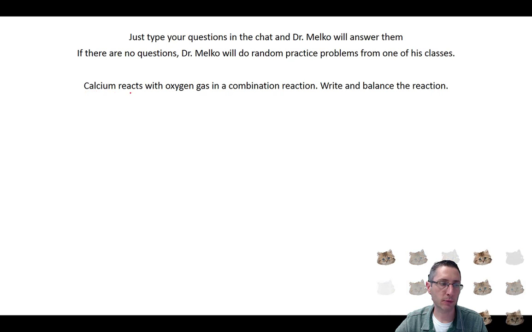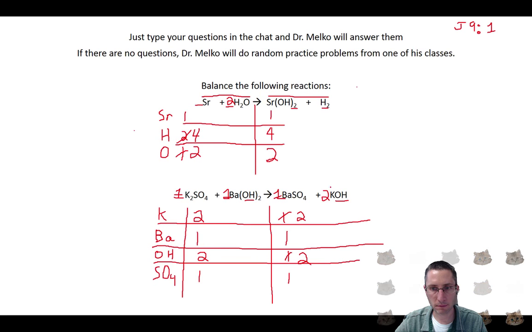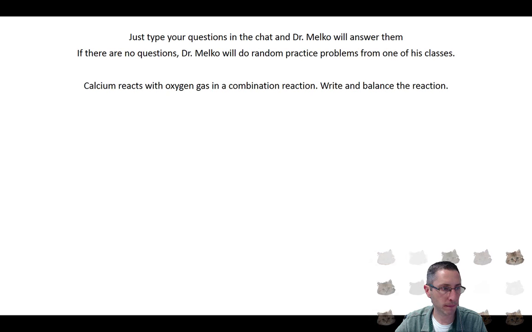Calcium reacts with oxygen gas in a combination reaction. Write and balance the reaction. Yeah, I think you guys might have put 2 down because that was the coefficient that we actually wrote here, but I guess the poll question was about how many of these coefficients were a 1. Maybe.